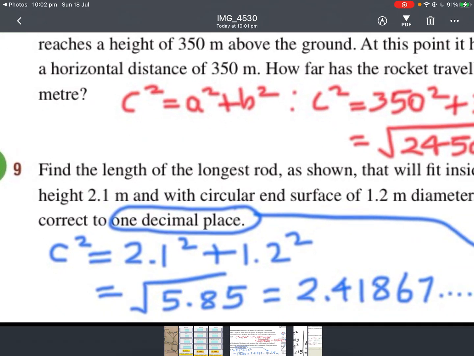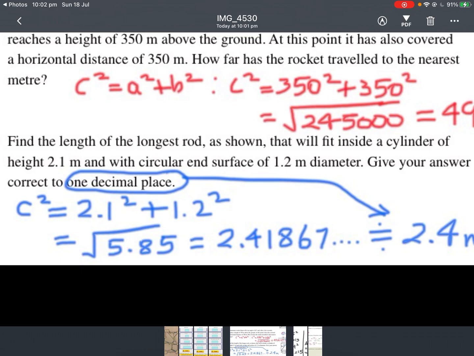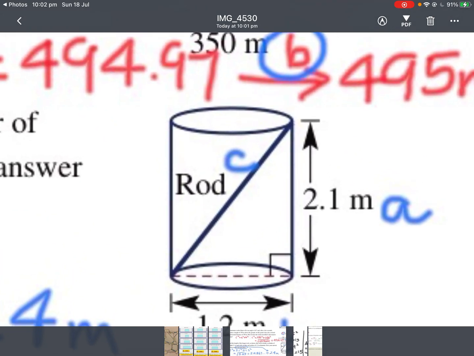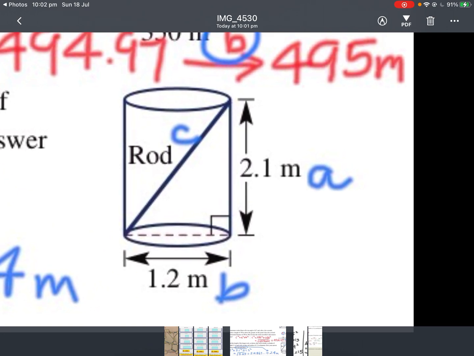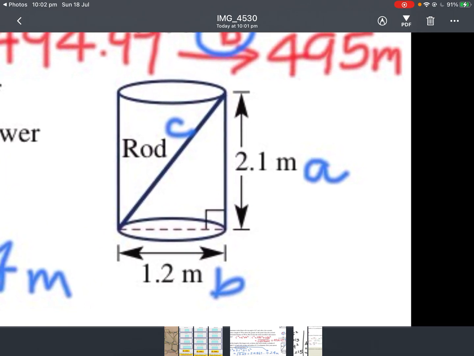Question 9 says, find the length of the longest rod as shown that will fit inside a cylinder of height 2.1 and with circular end surface of 1.2 metre diameter. Give your answer to one decimal place. So here's my picture. You'll notice that the rod goes straight through the middle, like where the hypotenuse goes.